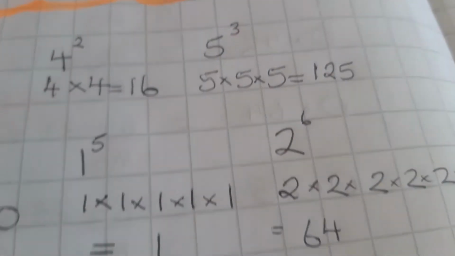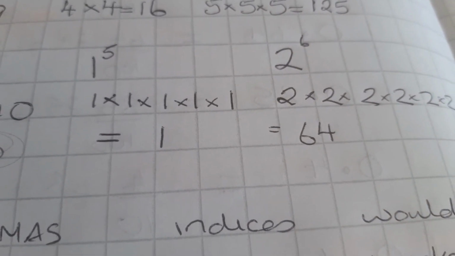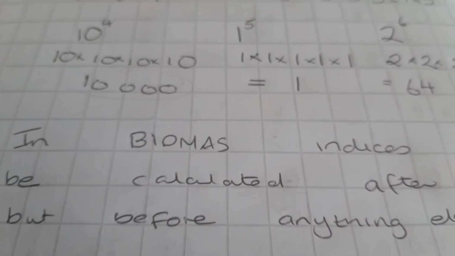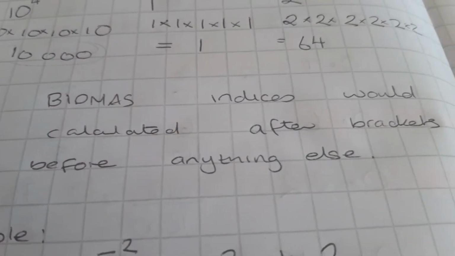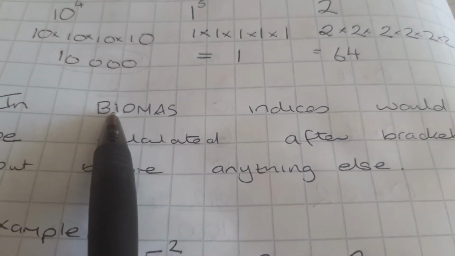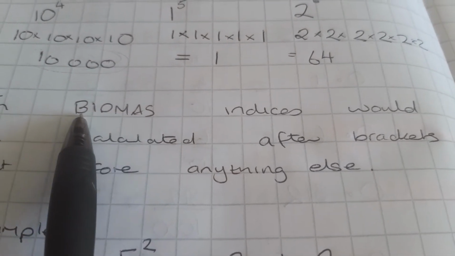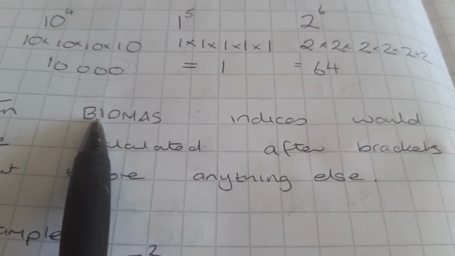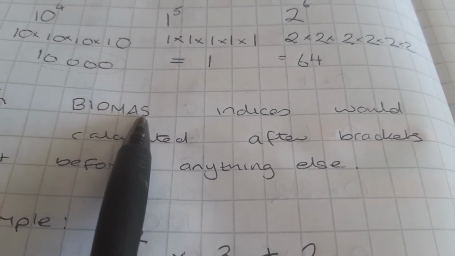So that's indices, and what we're going to do is find questions that have indices in the middle of our Bidmas questions. In Bidmas, indices would be calculated after brackets, but before anything else. Because if you notice, that letter I is the indices, and it comes before all of these other operations but after brackets. We'll see as we go through an example that it doesn't really affect the brackets, but it definitely comes before these other things.